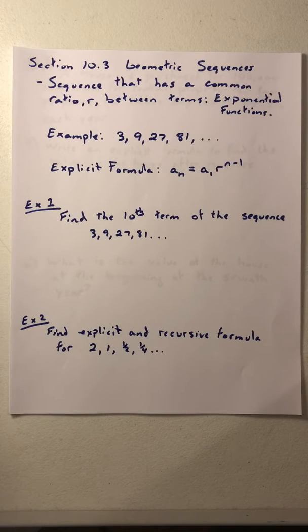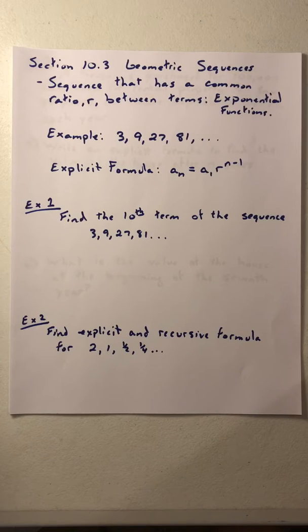Section 10.3, Geometric Sequences. A geometric sequence is a sequence that has a common ratio, we call it common ratio R, between two terms, and each term thereafter. We also call these exponential functions. An example of an exponential function would be anything that grows exponentially.